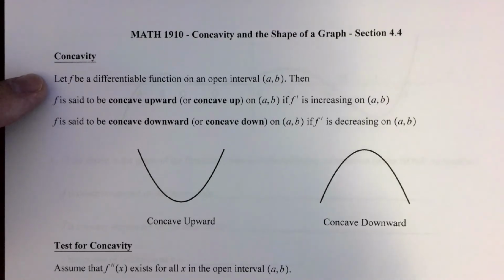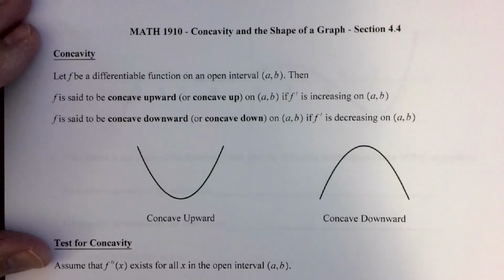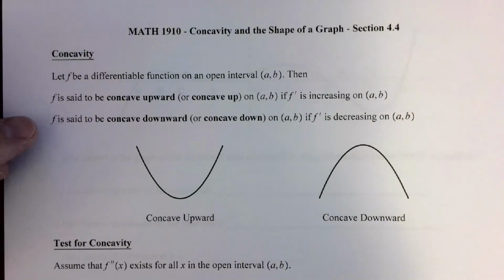Let's look at a function f that's differentiable on an open interval. Then the function f is said to be concave upward, or concave up, on the interval from a to b if f prime is increasing on that interval. So notice that we're concave up if f prime is increasing. It's real important to realize that f prime increasing is not the same thing as f prime being positive. So increasing does not mean positive.